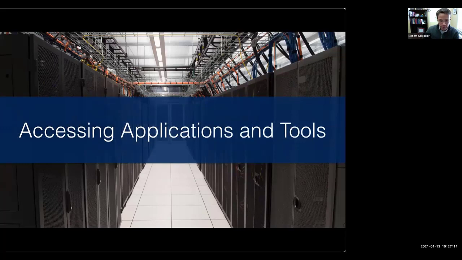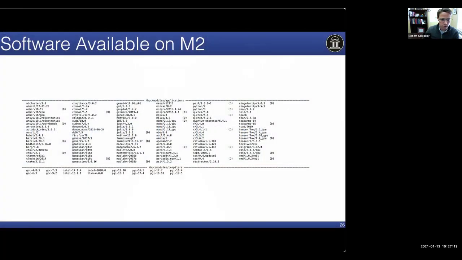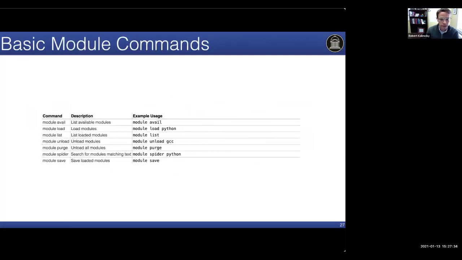So the first thing when you're using M2 is you're going to want to access applications and tools. We have lots of software available. This is what I'm showing here, how it's structured, but we have many thousands of applications and libraries and different versions of each that are available depending upon your research needs. The way you access these applications and libraries is through the module command. And there's only a few verbs that go along with this command. It's actually quite a simple tool.